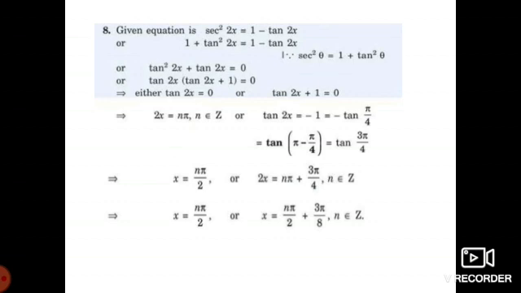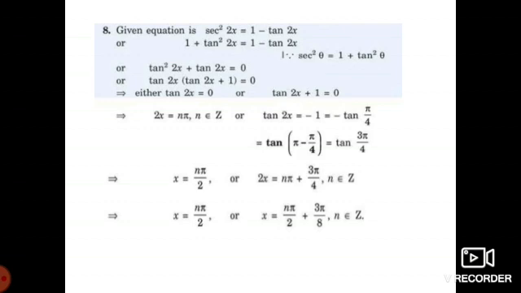Here the given equation is secant square 2x equal to 1 minus tan 2x. What is secant square theta? 1 plus tan square theta. Apply the formula. Similarly, take the common terms outside. Either one term equal to 0 or the other term equal to 0.